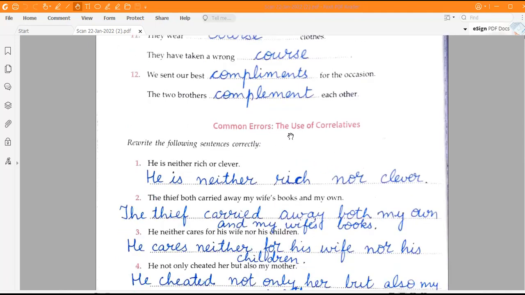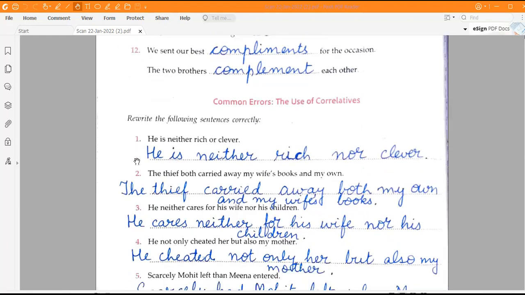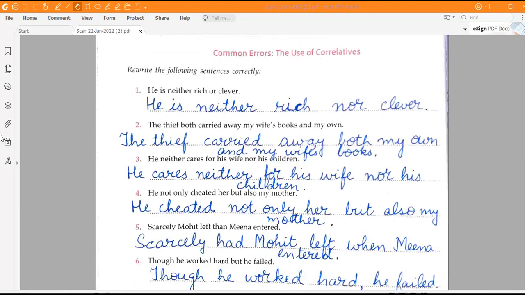Common errors, the use of correlatives. Rewrite the following sentences correctly. The first one is, he is neither rich or clever. So or will change to nor. So he is neither rich nor clever. The thief both carried away my wife's books and my own. The thief carried away both my own and my wife's books.